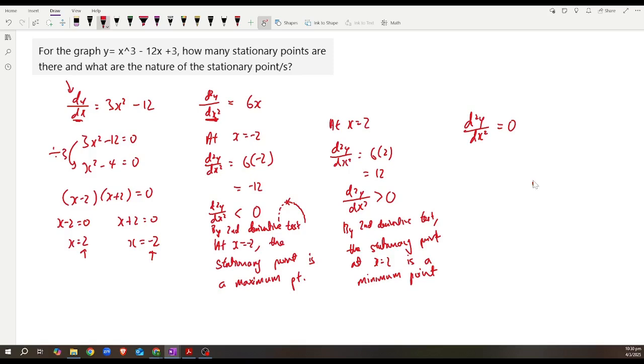It could be a point of inflection, a minimum point where the minimum point is rather flat, or a maximum point where the maximum is rather flat. Okay? So when d squared y dx squared, your second derivative, equals 0, this is inconclusive. And when it's inconclusive, it means you have to fall back onto the first derivative test. The second derivative test is not sufficient to tell you the nature of the stationary points.